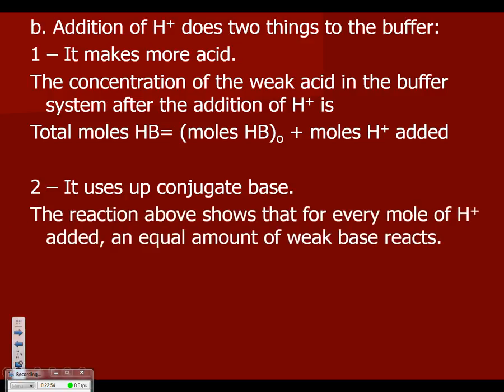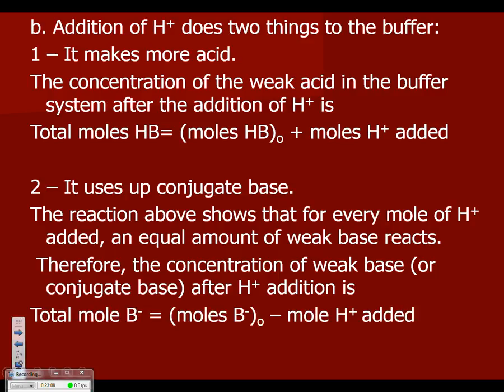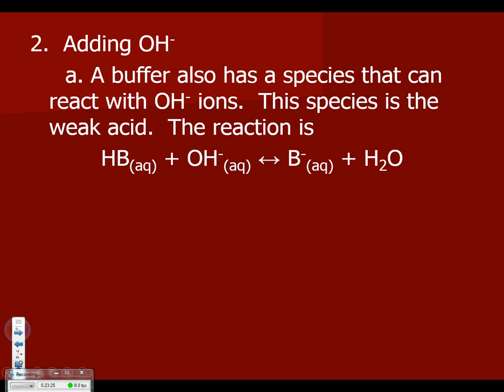So the reaction above shows that for every mole of H+ added, an equal amount of weak base reacts. Therefore, the concentration of weak base or conjugate acid after the H+ added is, right. Okay. So that tells me what my total moles of B- are. In order to find my new pH, I can throw it through the Henderson-Hasselbalch, or I can go back through the other way and figure out the long way.